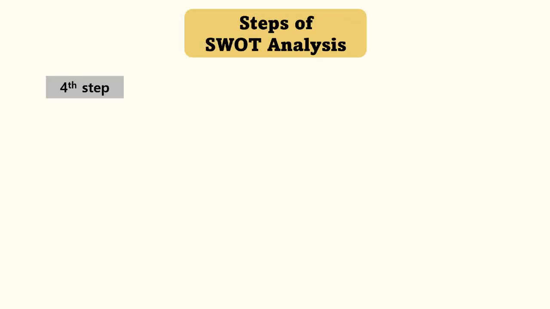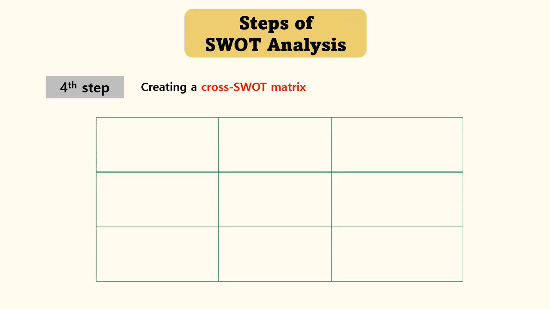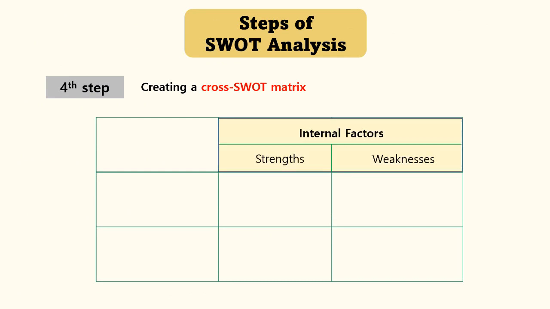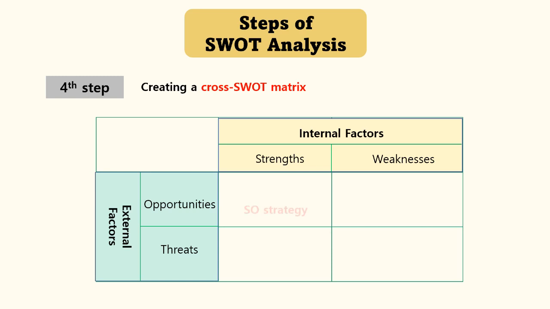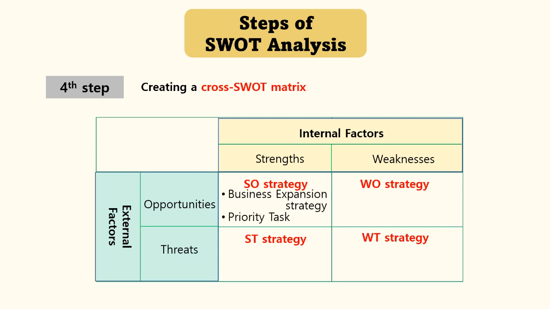The final step of SWOT analysis is creating a cross-SWOT matrix. Record the internal strengths and weaknesses on the horizontal axis of the matrix, and enter the external opportunities and threats on the vertical axis. Then, just enter the SO strategy, ST strategy, WO strategy, and WT strategy analyzed in the third step. SO strategy corresponds to the business expansion strategy, and becomes a priority task.